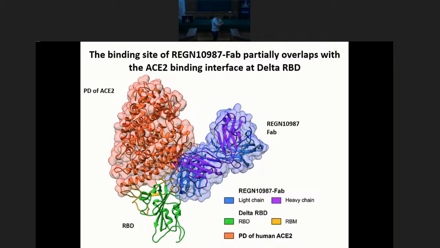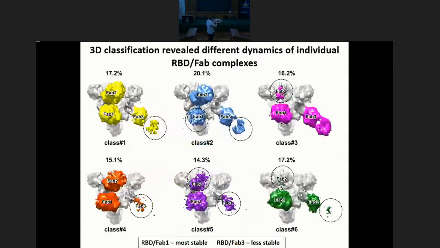It should neutralize the virus and stop its distribution in the body. But different sides of the interaction between FIB fragment and RBD have different dynamics. To analyze these dynamics, we use 3D classification of all our data. We made 6 structural classes and see how much density is present for each FIB fragment in each class.